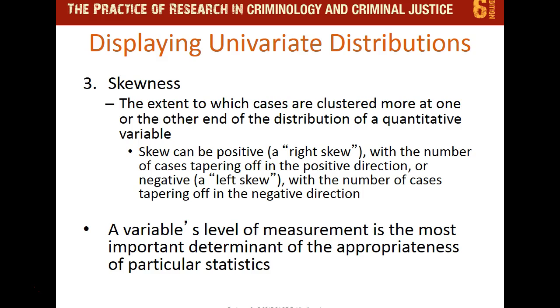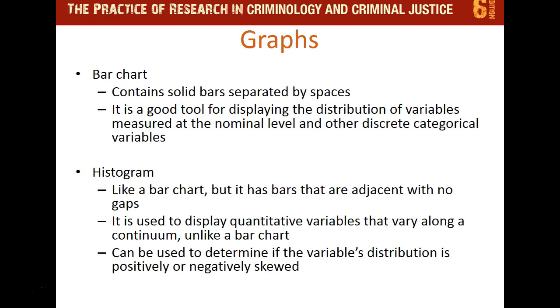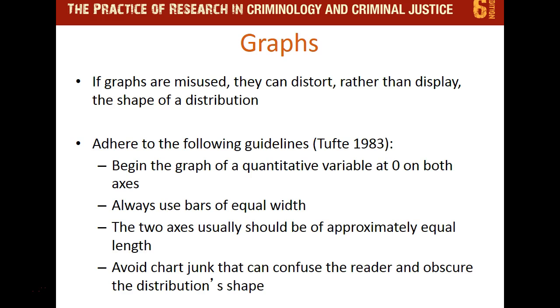A variable's level of measurement is the most important determinant of the appropriateness of particular statistics. As I mentioned a minute ago about our graphs, we have our bar chart, which contains solid bars separated by spaces. These are evident within your textbook. The histogram is like a bar chart, but it has bars that are adjacent with no gaps. It's used to display quantitative variables that vary along a continuum, unlike a bar chart where they're more separated and divided. If graphs are misused, they can distort rather than display.